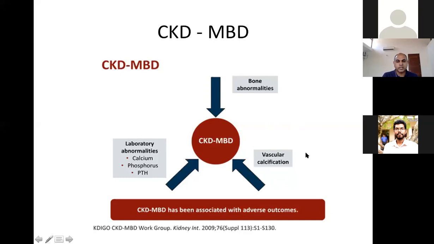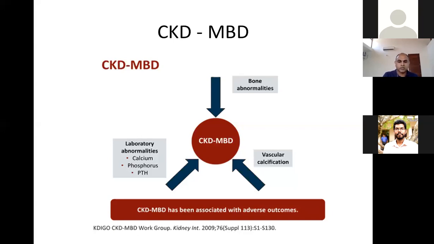ultimately what really matters is this extra calcium and phosphate. They end up getting deposited in various soft tissues in the body, including smooth muscle in the blood vessels. So that is one of the reasons why they are at a higher risk of developing cardiovascular disease. So that is the third component of CKD-MBD.